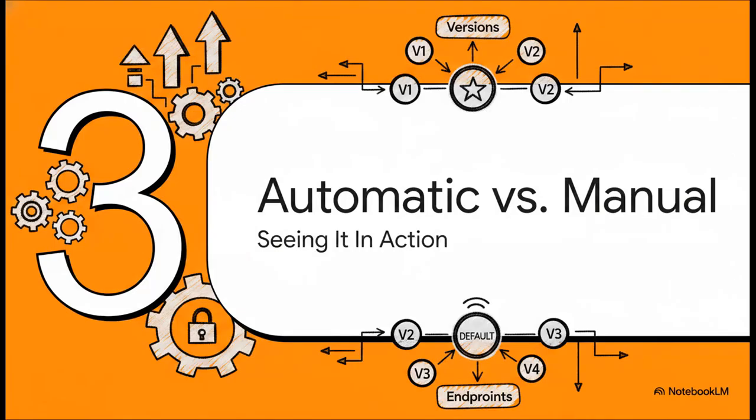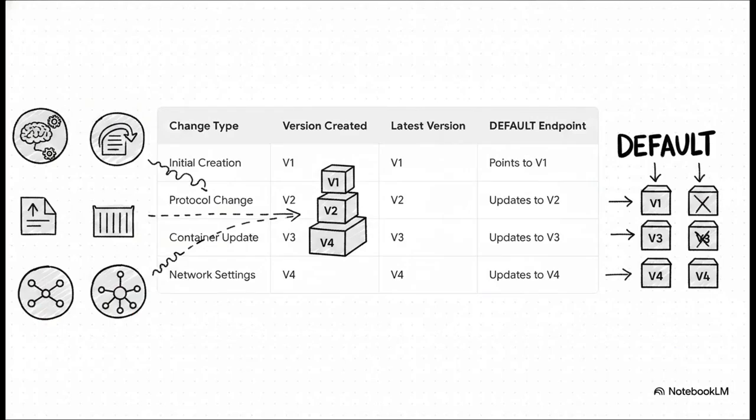All right, let's see how this actually works, because the real magic here is how these two things play together. And to do that, we have to talk about one very special, totally automatic endpoint called default. Okay, look at this. Every single time you update your agent, doesn't matter if it's the protocol, the container, the network settings, whatever, Bedrock automatically spits out a brand new version. And as you can see, that default endpoint immediately and automatically just snaps to point to that new, latest version.